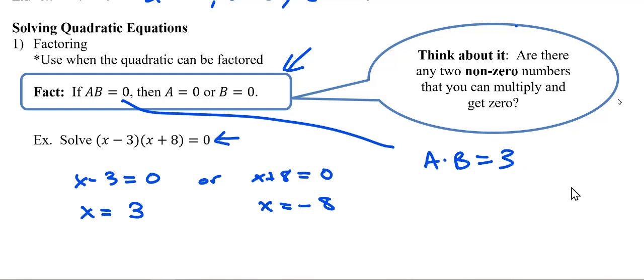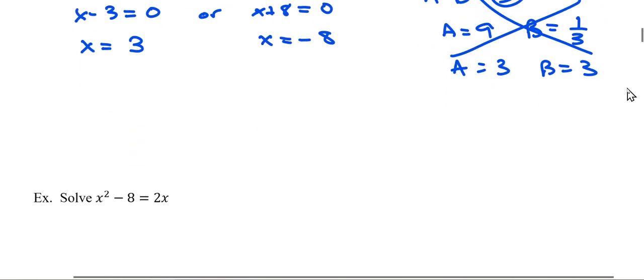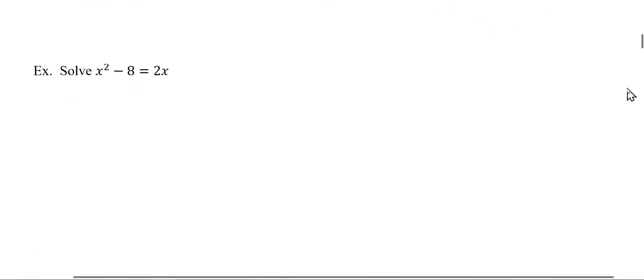Well, that doesn't mean A equals 3 or B equals 3. A could be 9 and B could be 1/3. And that is a true statement, right? We don't know exactly what those two numbers, A and B, are if this isn't 0. It only works with 0, okay? So don't try to set, in this case, A equal to 3 and B equal to 3. That doesn't work, okay?